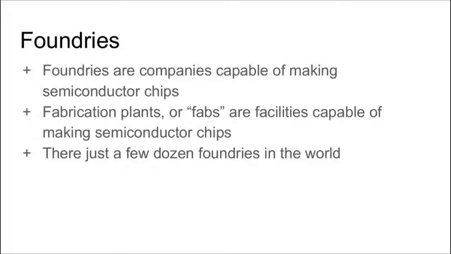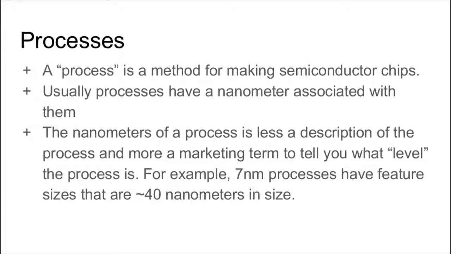So I think the place to start with ASIC manufacturing would be at the foundry. A foundry is a company that is capable of manufacturing or is actively manufacturing cryptocurrency ASICs. And then you have these things called fabs, which is essentially a facility that is capable of manufacturing ASICs. There are just a couple dozen foundries in the world, maybe 100 fabs. Within a foundry or within a fab, you have these things called processes, which is essentially a methodology for building a chip. And these processes have names you might recognize like TSMC 16 nanometer or Samsung 7 nanometer.